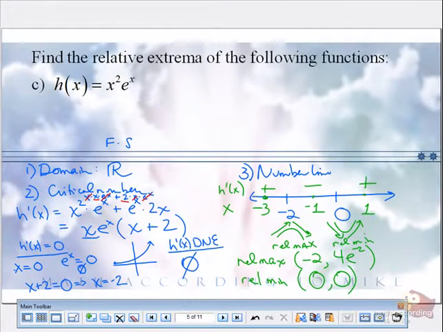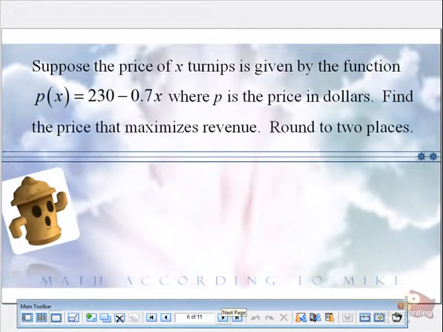What's that? You would like a word problem? Suppose the price of x turnips is given by the function little p of x is 230 minus 0.7x, where p is price in dollars. Find the price that maximizes revenue, rounded to two places.